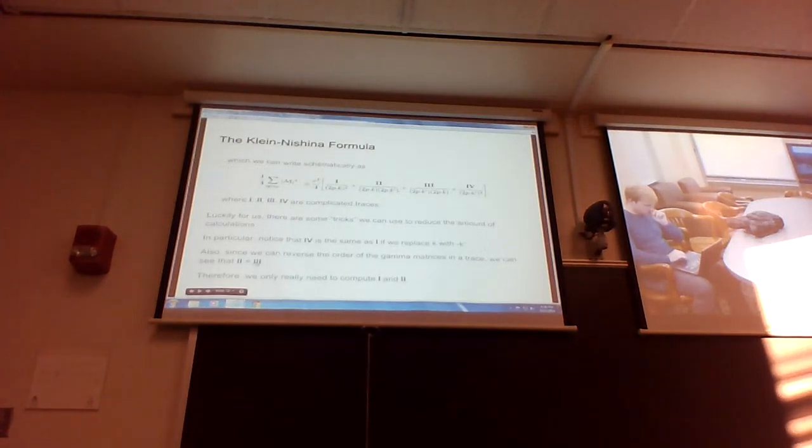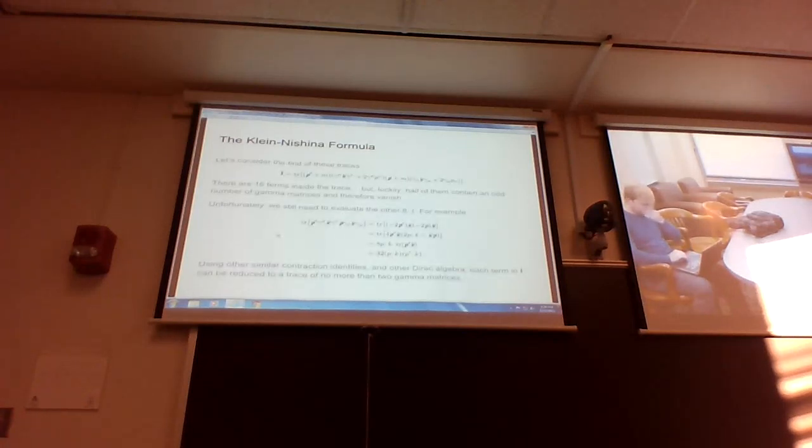Given that fact, these two terms, 2 and 3, will sum up. They have different denominators, 2p dot k prime. But yes, these two terms will sum up. So out of these four complicated traces, we only have to compute two. You can pick which two you want; I'll just take 1 and 2. From there we can get 3 and 4 just by using the trace relations that we pointed out.